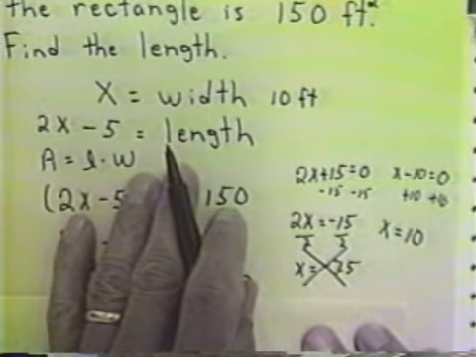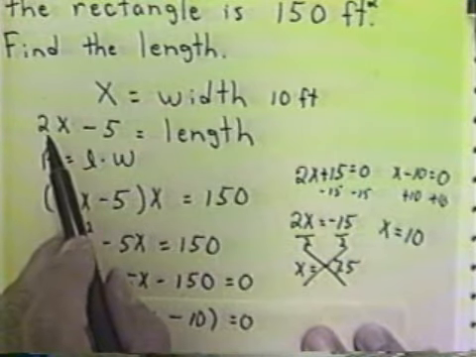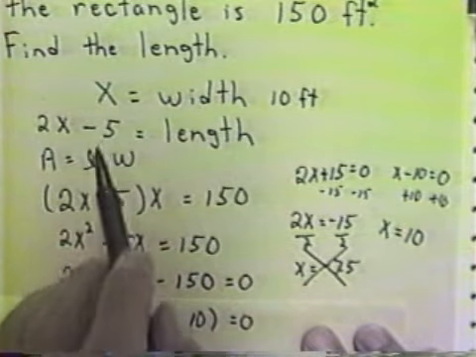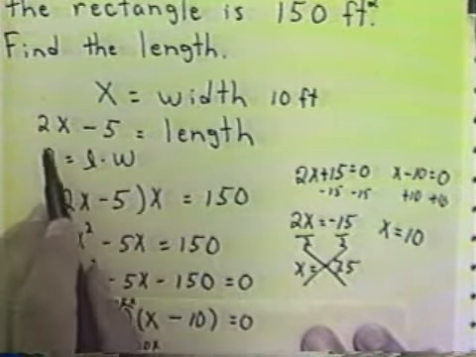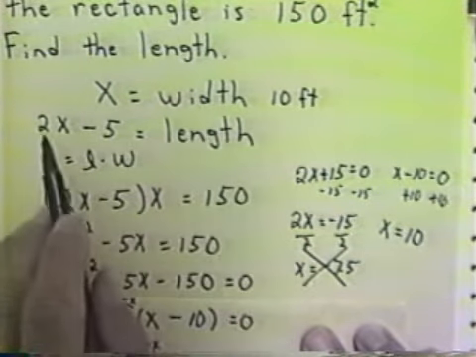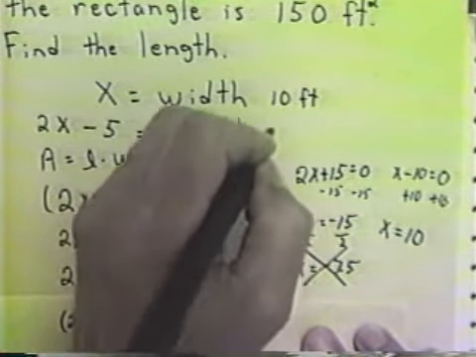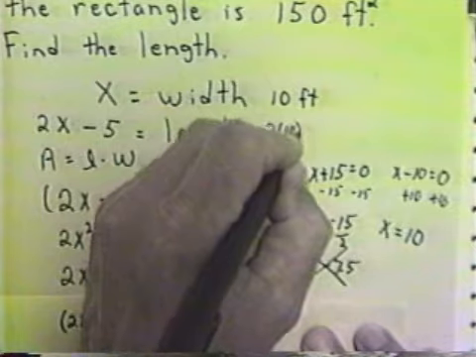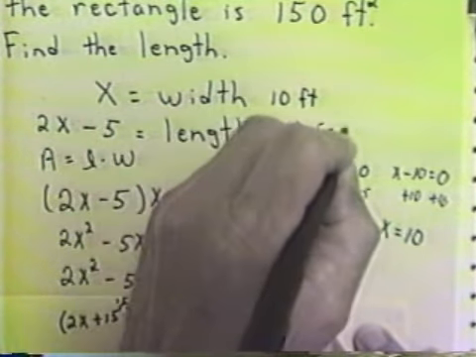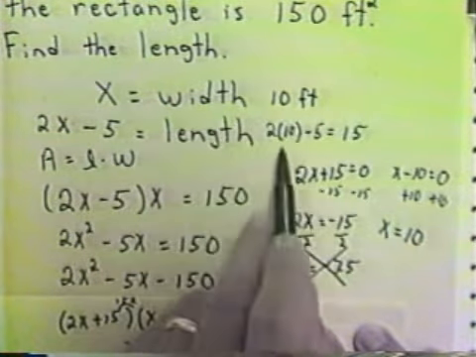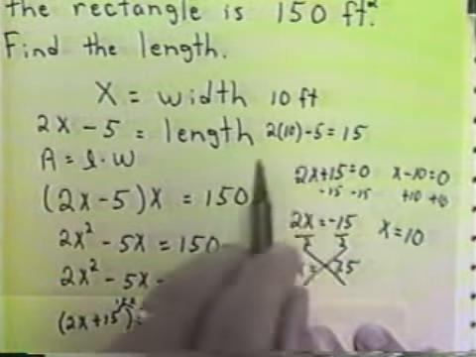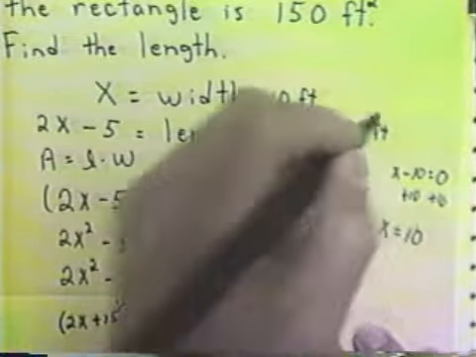Now the length. The length is 2x minus 5. The length is 2 times the width minus 5. So that would be 2 times the 10 minus 5, which is 15. 2 times 10 is 20. 20 minus 5 is 15.